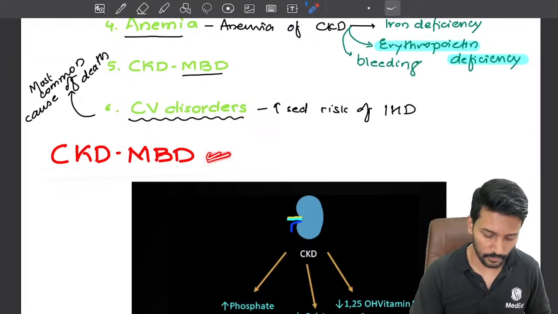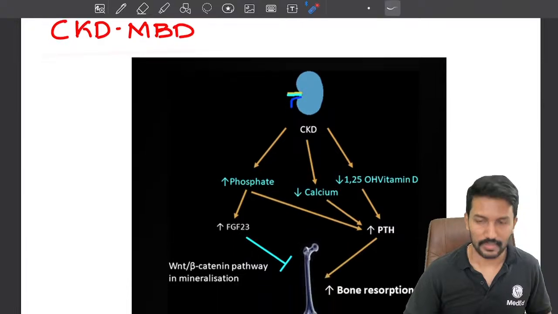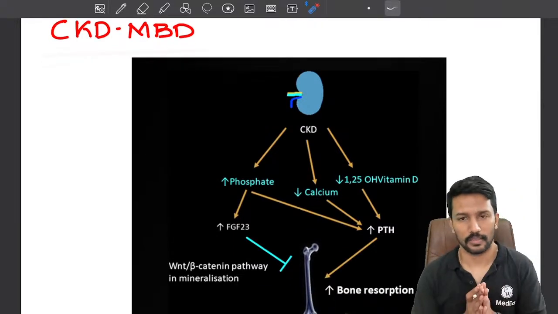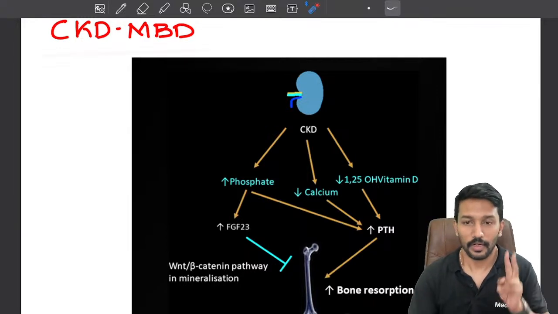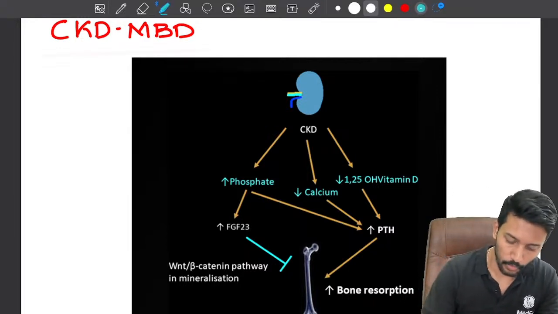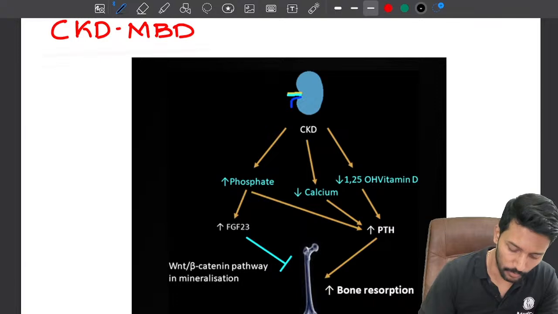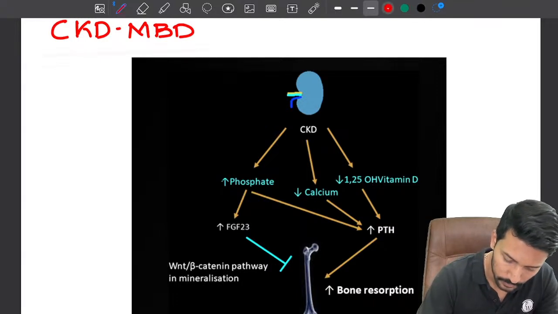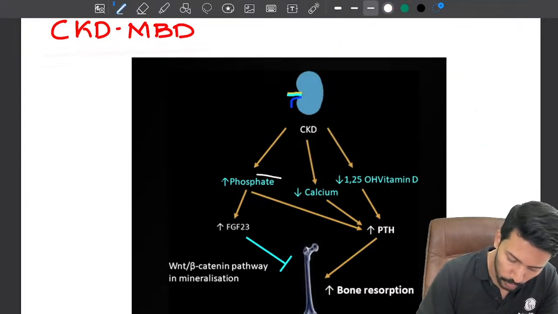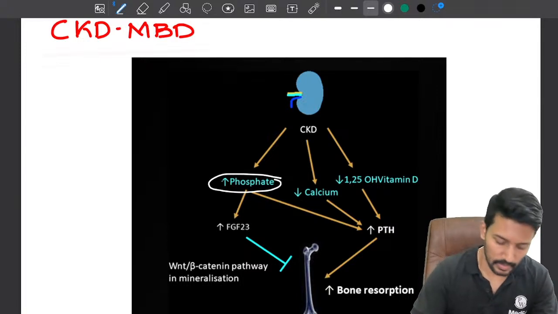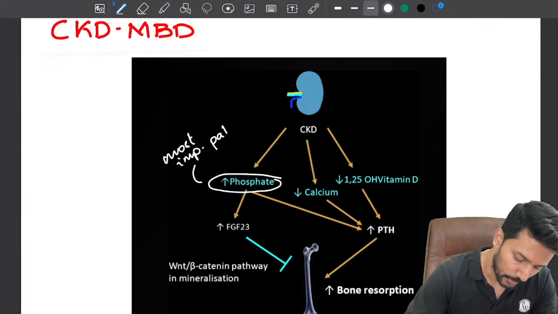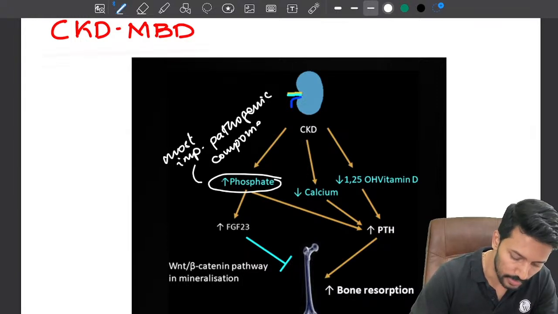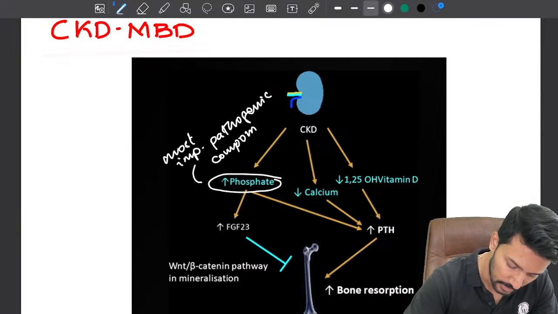Let me first take up the CKD related mineral bone disease. MBD stands for mineral bone disease. So now what is the basic pathology? In kidney disorders, there are two major abnormalities that happen. Number one, and if you ask me, the single most important abnormality, is the failure to excrete phosphate. This is the most important pathogenic component for the changes in the bone that happen in patients with CKD.